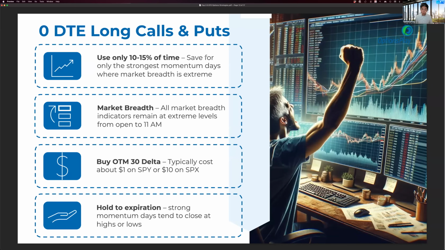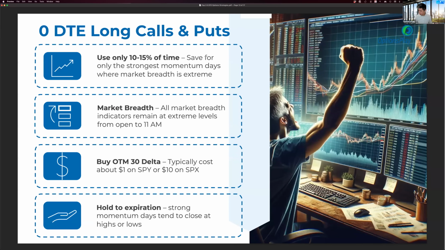But on big trending days, you basically open at the lows and close at the highs, or open at the highs and close at the lows, and it goes in one direction the whole day. We've all seen those days when we're trading. They don't happen very often, but on those days, those are the days that you want to buy a call or buy a put.